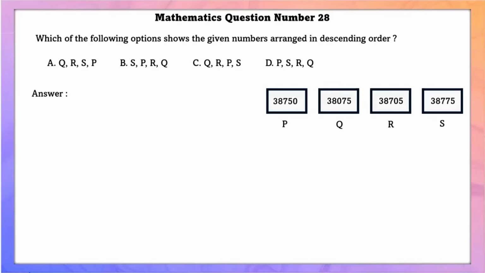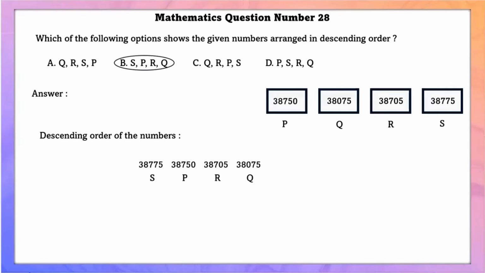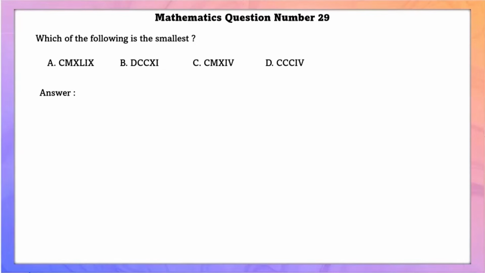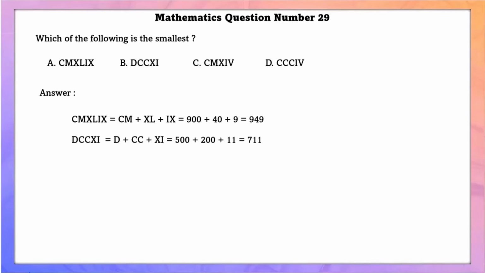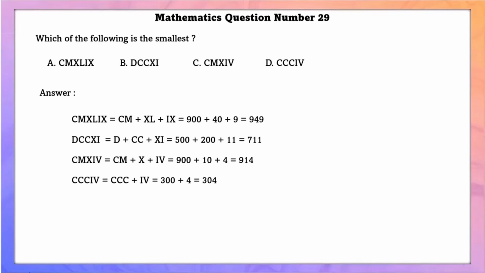Mathematics question number 28. Which of the following options show the given number arranged in descending order? Descending order of the numbers corresponds to the B option. Mathematics question number 29. Which of the following is the smallest? Option A is 949, option B is 711, option C is 914, and option D is 304. The smallest here is 304, that is the D option.